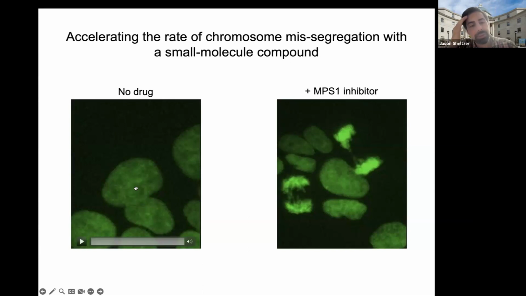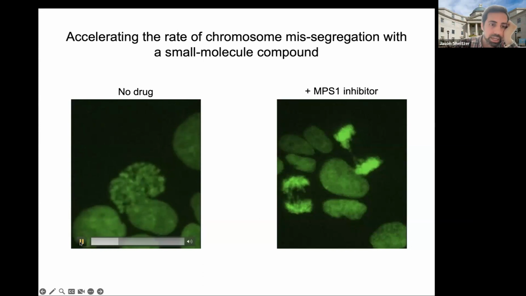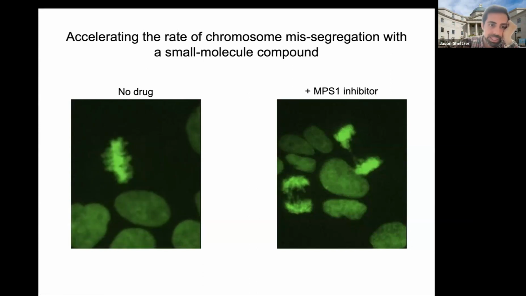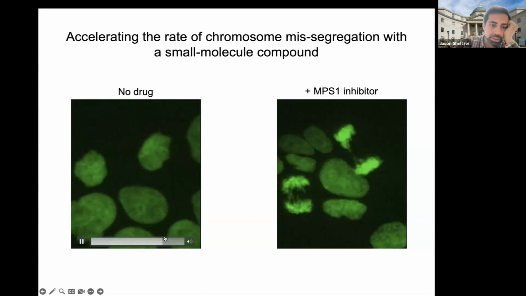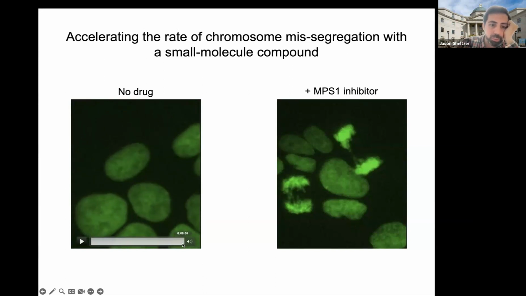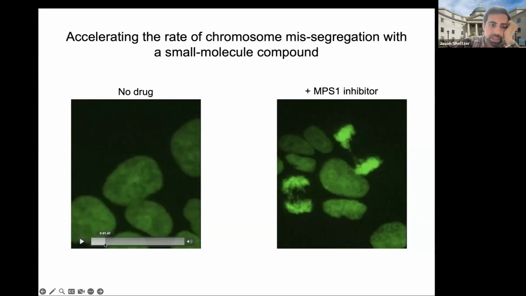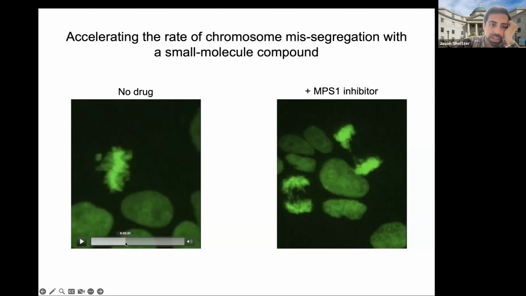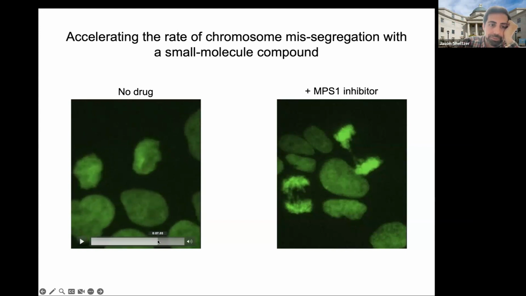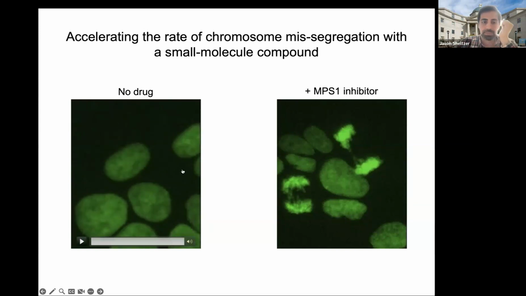So here we have cells in which we are fluorescently visualizing their chromosomes under the microscope. Normally, cells are very careful during chromosome segregation. So these are cells undergoing mitosis, cells going from 1 copy to 2 copies. Here you can see the chromosomes. These are the chromosomes that you can visualize individually. And these cells undergo a normal mitosis, and then they form 2 equivalent daughter cells.